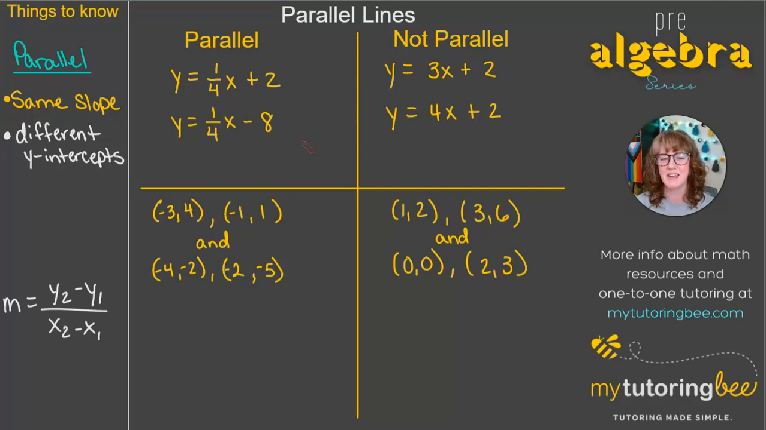All right, let's go ahead and see if we can figure out if these lines are parallel. In this first example, we have 2 equations, and both of the equations are in slope-intercept form, so that makes it really easy to identify the slope.